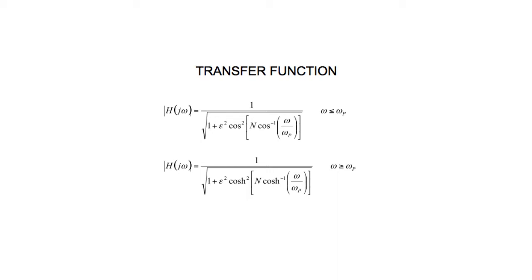Here we have the transfer function for a Chebyshev filter. As we can see, we will be dealing with complex numbers, j omega, that will be used to calculate the filter's poles.